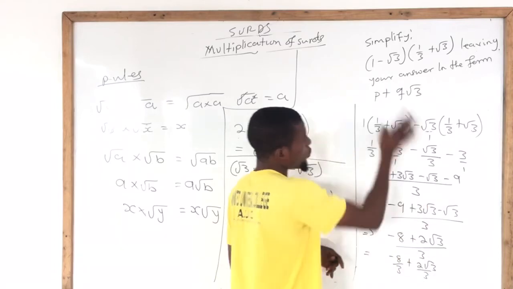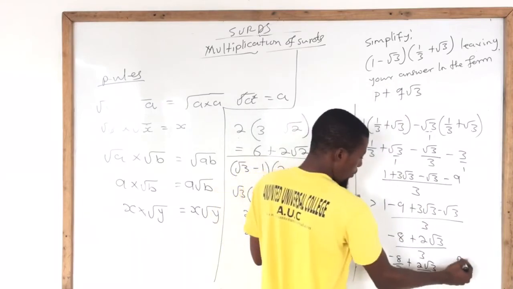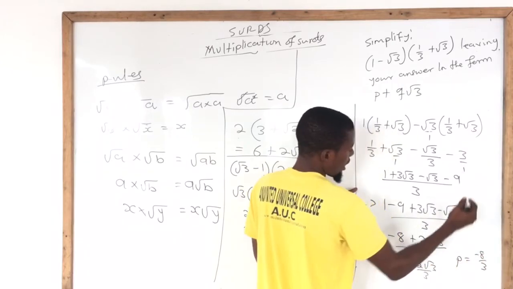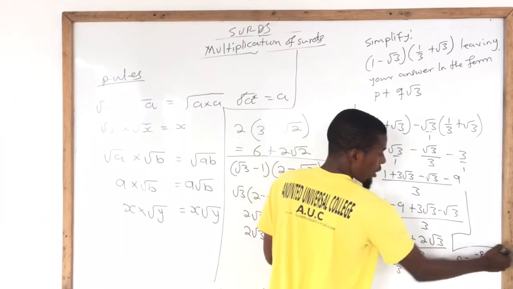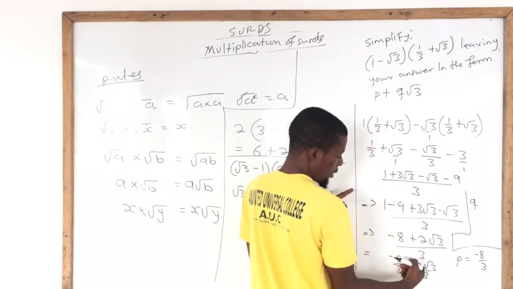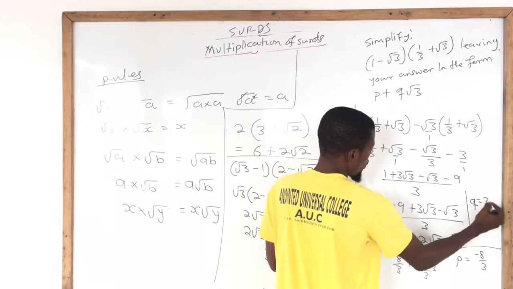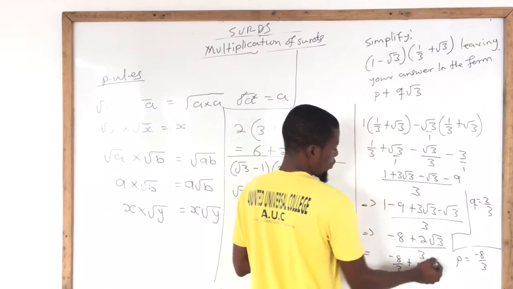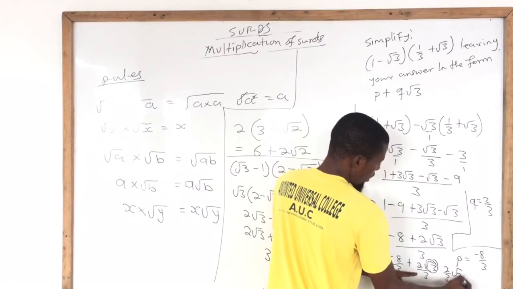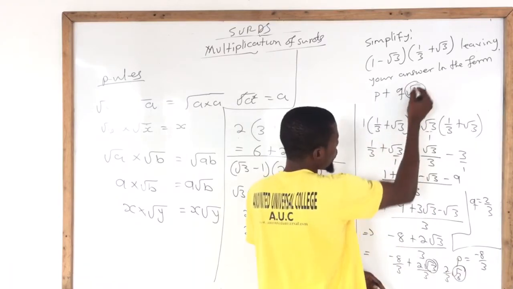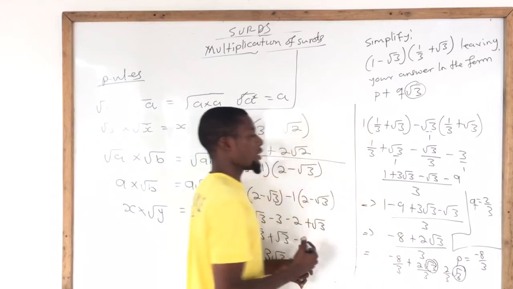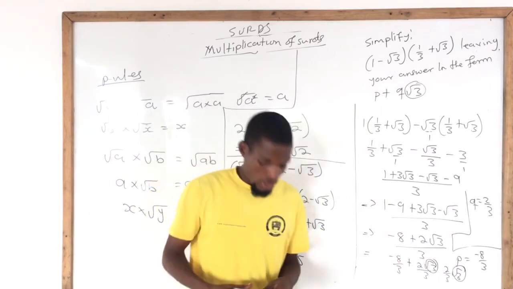So comparing this one with what they give us, it means our P is going to give us negative 8 on 3, and then our Q is going to give me 2 on 3, because realize this one is the same as 2 on 3 root 3. Since we have the same root 3 at the position of Q, we have 2 on 3. So Q becomes 2 on 3.